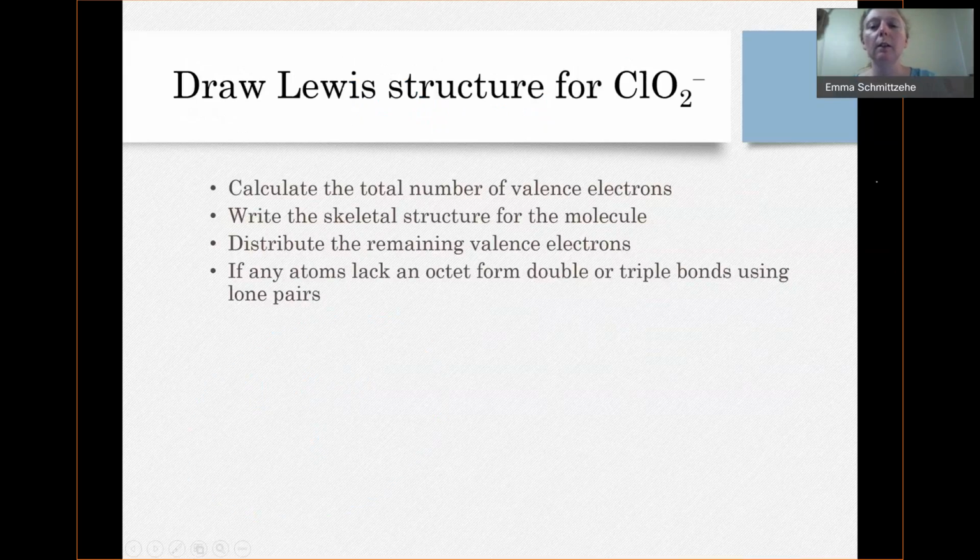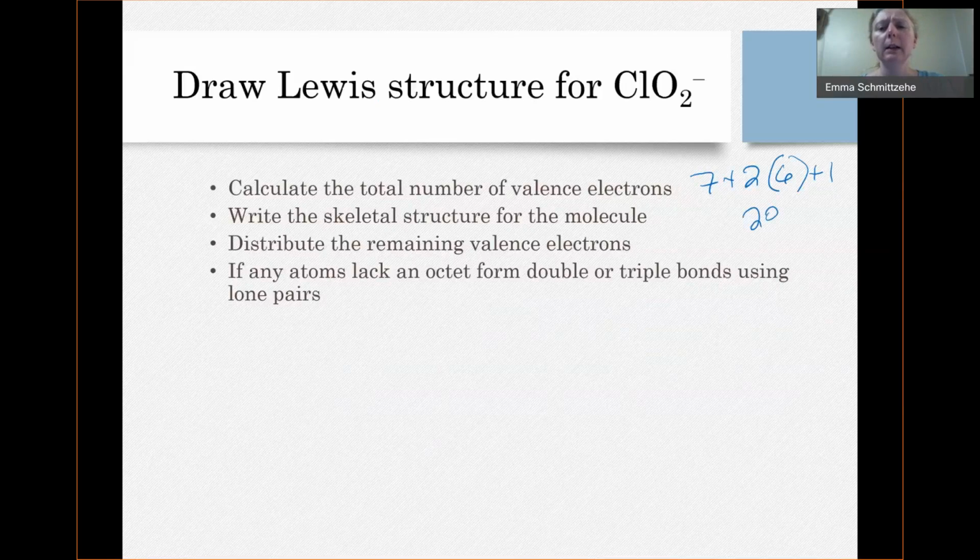Let's do the chlorite ion, ClO2 minus. Okay, so ClO2 minus, we've got chlorine, that's got 7 valence. We've got 2 oxygens. Each of those gives us 6. And then a negative charge, which means we have an extra electron. And so let's see, that gives us 20 electrons to work with. And so now I need my skeletal structure.